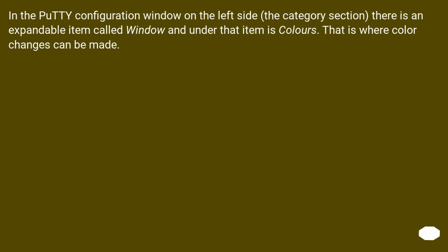In the PuTTY configuration window on the left side, the category section, there is an expandable item called Window, and under that item is Colors. That is where color changes can be made.